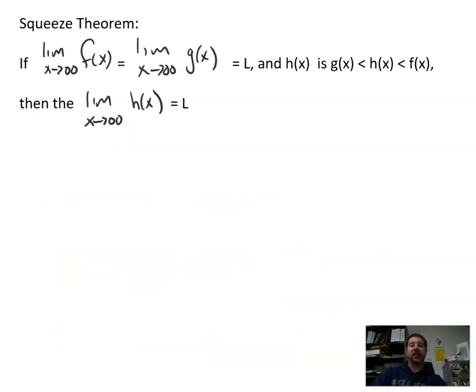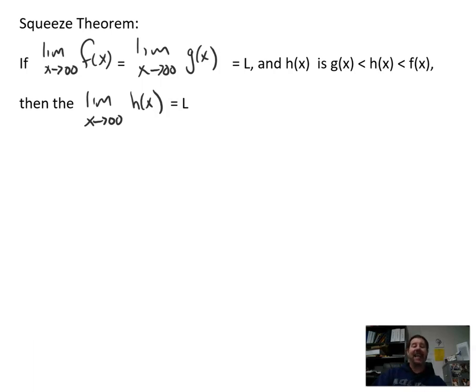Okay, the squeeze theorem says that if the limit, as we approach infinity, of f of x and g of x both approach the same value L, then I know the limit of both of those sequences or functions is going to be L. We can apply it to either functions or sequences. And I know that h of x is between those two functions. It's bigger than g of x, but smaller than f of x.